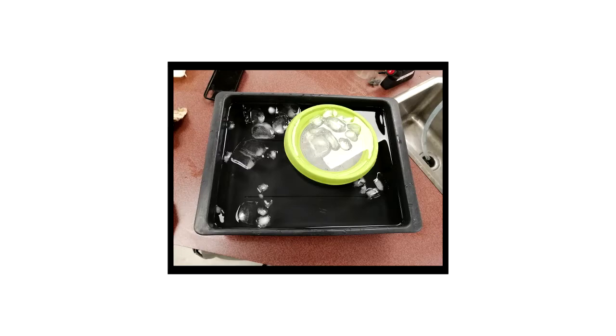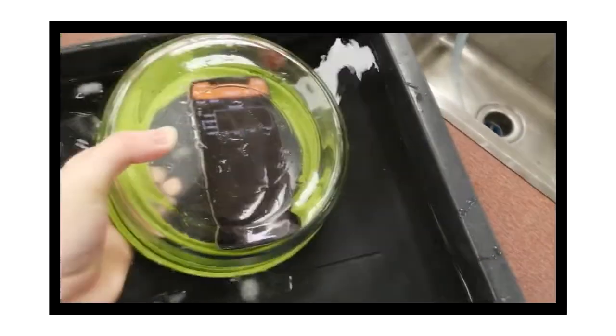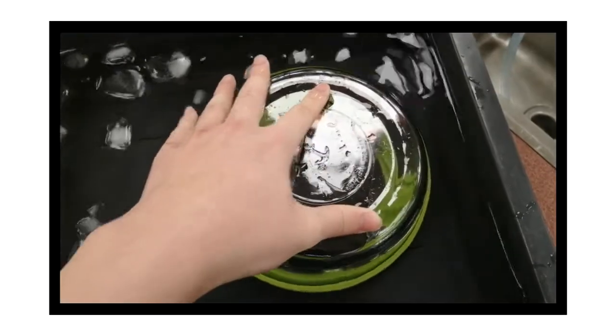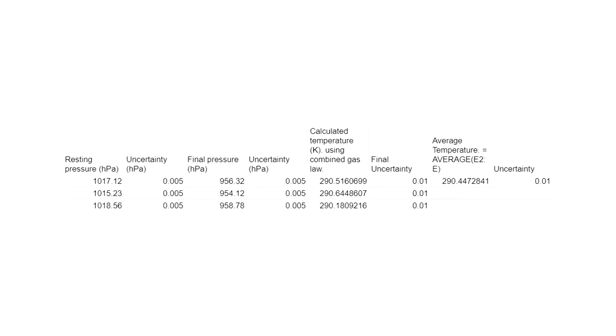We place the phone inside of the airtight container, let it acclimate, submerge it under ice water, and let it acclimate again. We export the data and look at the pressure difference. The temperature of the ice water is known to be 273.15 Kelvin, as that is the melting point of ice. Plugging values into the combined gas law, we propagate uncertainties, and our final result is 290.4412 Kelvin plus or minus 0.01 Kelvin.